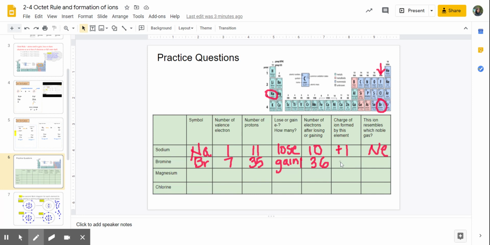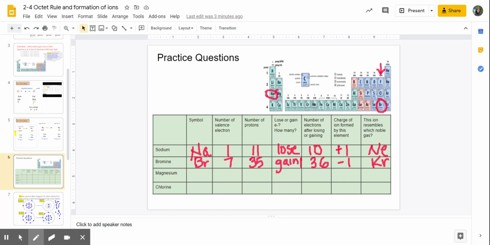So what kind of ion will it form? It'll form a -1 ion. And with 36 electrons, it's going to resemble Kr, krypton, that has the atomic number of 36.